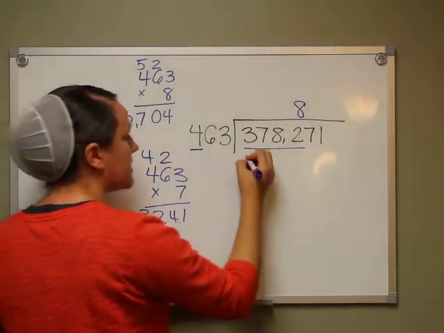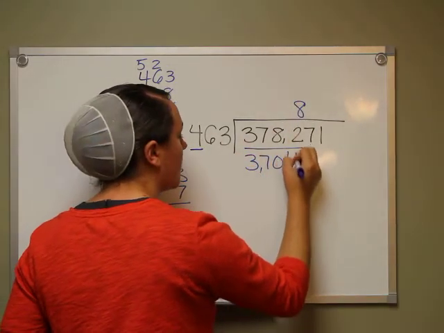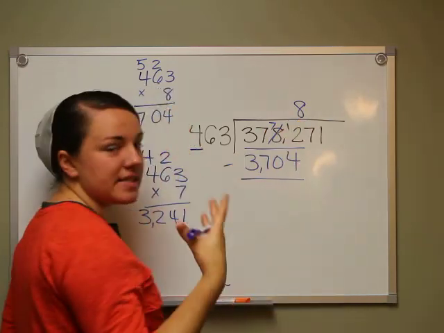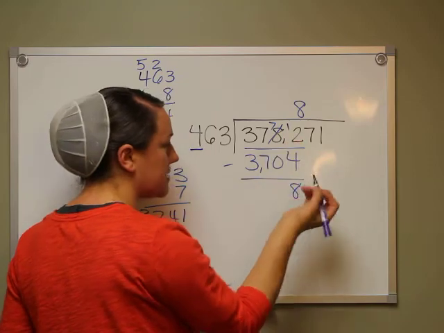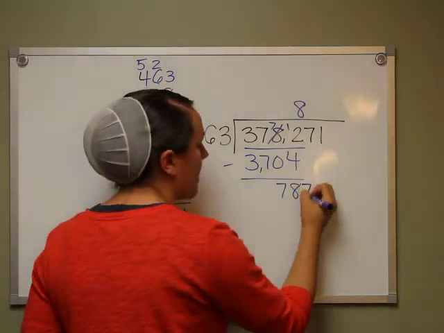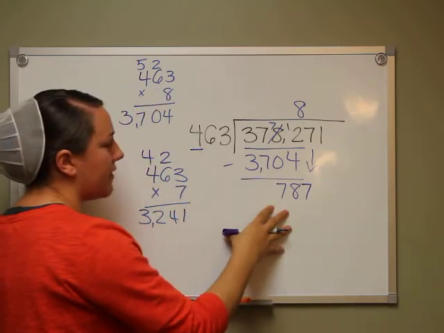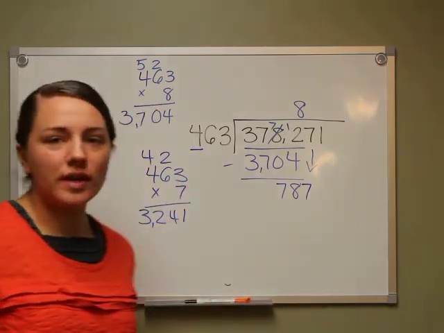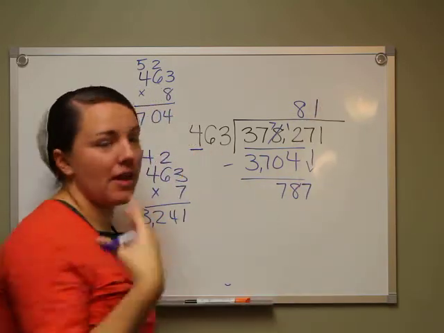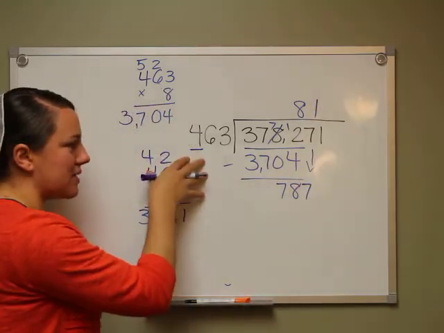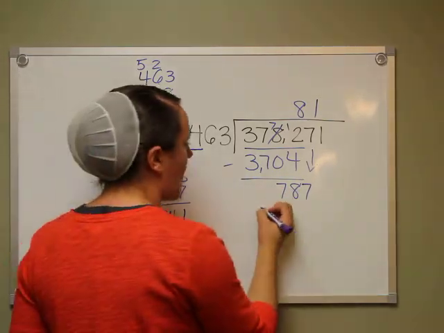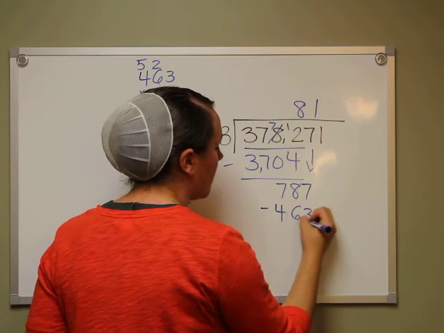So we had 3,704. Now we subtract, we have to borrow. 12 minus 4 is 8. 7 minus 0 is 7. Now we need to bring down. We can bring down our 7 right here. 787, 463 can only go into 787 one time, because if you think about it, 4 can only go into 7 once. If we would multiply this by 2, it would be more than 800, and that would not work. So now we need to subtract 463.